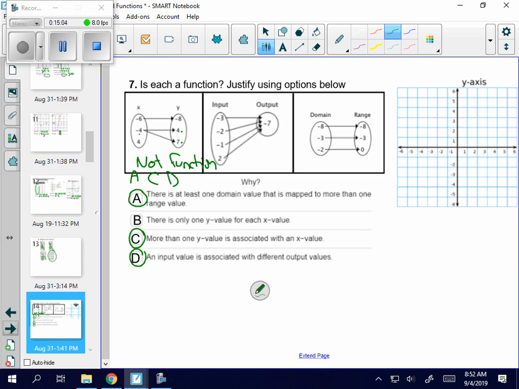On the next one, my y's are repeating, but each x value is only associated with one y value. That is a function. And the choice for that one is B. There is only one y value for each x value. Remember, it's okay for the y values to repeat. All right, on the last one, this one's a little more obvious. Each x value has only one y value. This is a yes, and this is a more obvious yes.